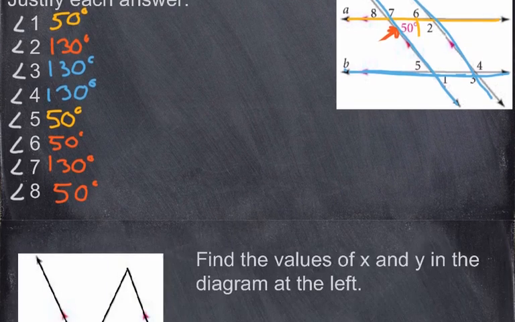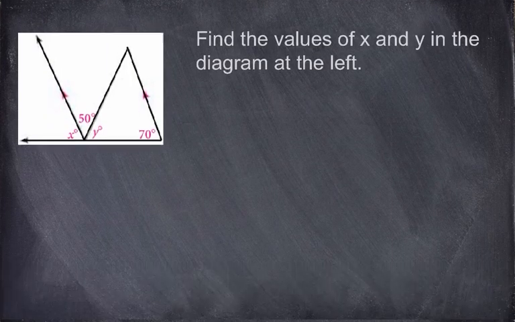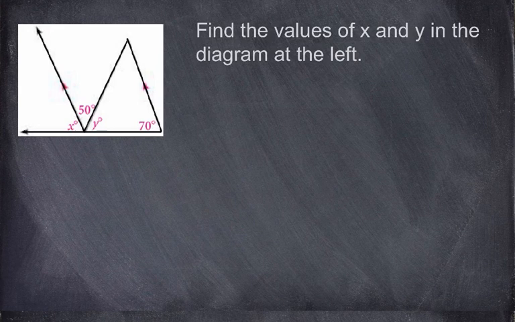Okay? Now, if we have a picture, we have a diagram. Find the values of x and y in the diagram at left. All we're given is that this line here and this line here, by the way, these markings, these red arrows, no, I'm covering it with yellow, that means they're parallel. Okay, I forgot to mention that earlier in the video.